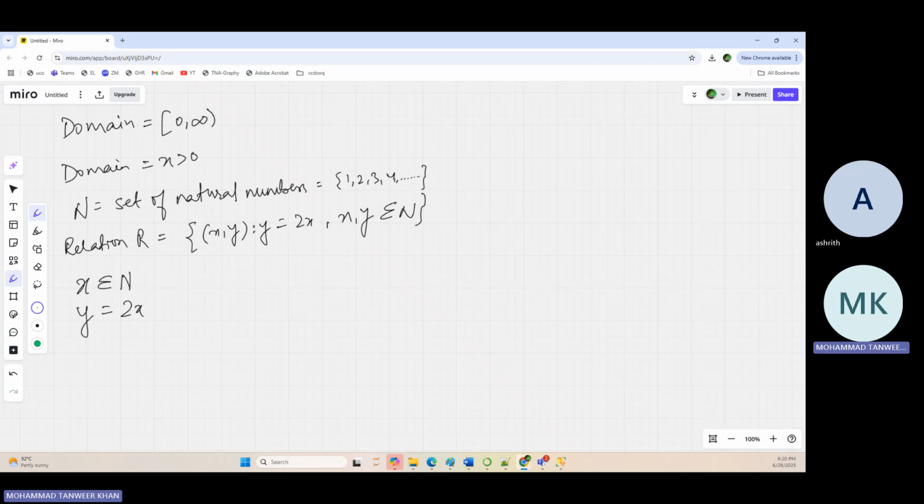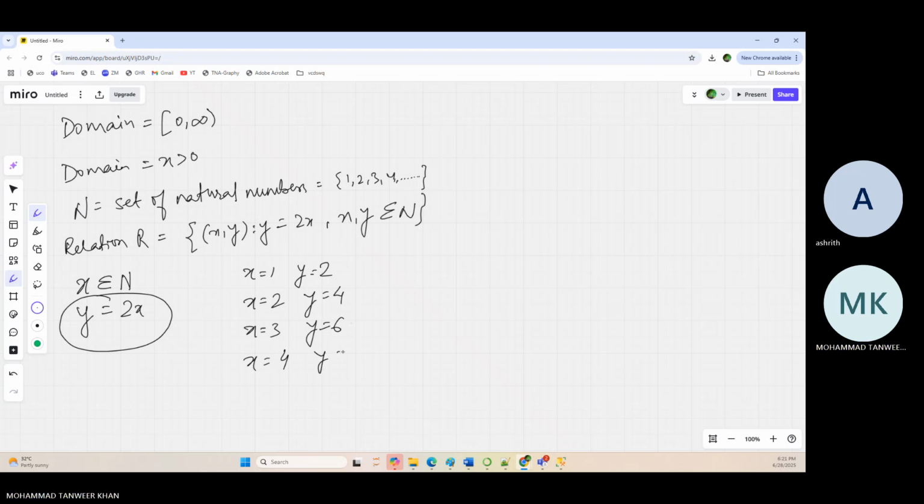See, in this relationship, y equals 2x. Suppose x equals 1, what will be y? 2. If x equals 2, what will be y? 4. If x equals 3, what will be y? 6. If x equals 4, what will be y? 8. Just keep on going like this. So for each and every input value of x, are you getting a unique value of y? Or exactly one value only?